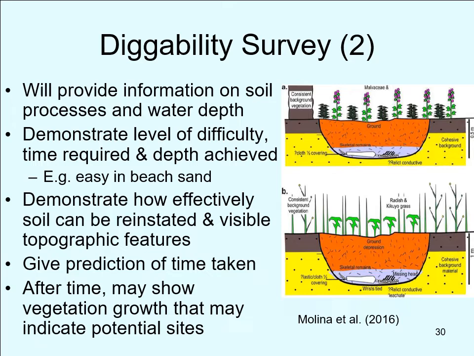So your digability survey should give you information on things like soil processes and type, water depth, how hard it is to dig or not, how long it takes you to do, and how deep you can achieve. Certainly it's relatively easy to dig a grave in beach sand, for example. Then once you've filled it in again, what does it look like? Is there visible topography, and how long does it take to produce that? And after time, perhaps what vegetation may grow there that may indicate potential grave sites. So this example from my colleague Carlos in South America, in Colombia specifically, made control sites, filled them in again, and particular botanical plants have grown just in the grave site and not elsewhere, as you can see in that plot.